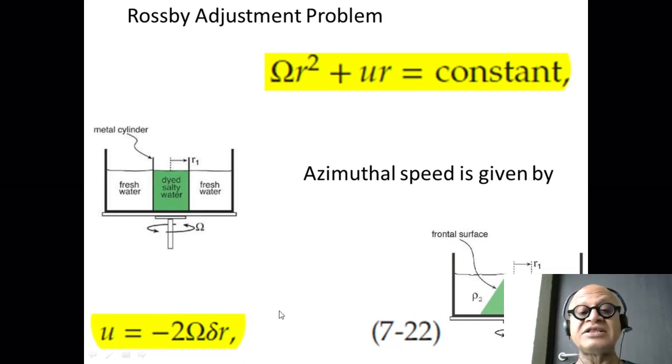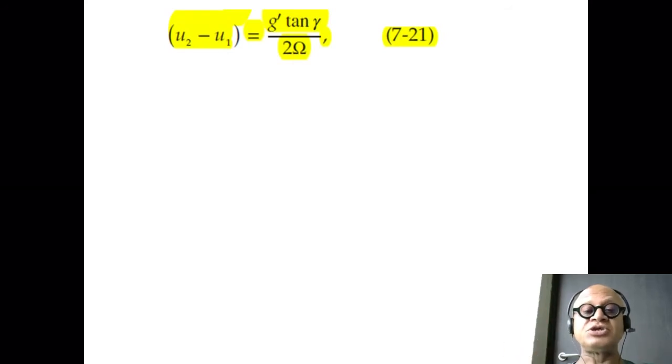So that's what we are looking at here. u equals minus 2 omega times delta r. That's the azimuthal velocity introduced by the changes. So going back to our Margules relation, u2 minus u1 equals g prime tan gamma over 2 omega, where gamma is the angle of the front. g prime is our reduced gravity, and omega, of course, is our rotation rate, right? u2 minus u1 is the difference in the velocity across the front.